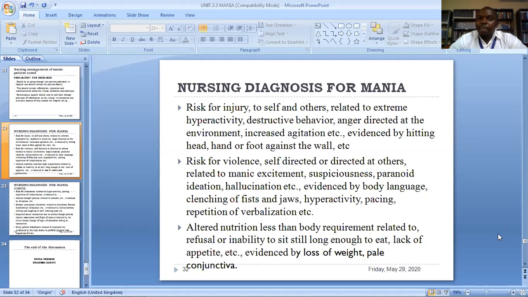So this one can be caused by extreme hyperactivity, destructiveness, anger directed at the environment, increased agitation, evidenced by hitting head, hand or foot against the wall. The third problem can be altered nutrition, less than body requirement, related to refusal or inability to sit still for a long time to eat. We have actually stated that these patients don't sit down to concentrate on eating, so they risk losing weight. Sometimes it could be due to lack of appetite, which can be evidenced by loss of weight or the conjunctiva in the eye getting pale.